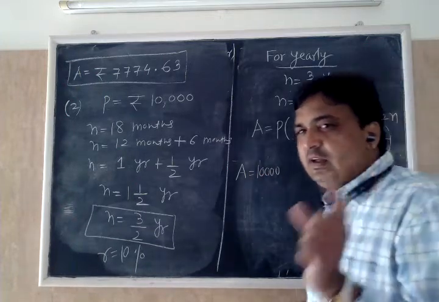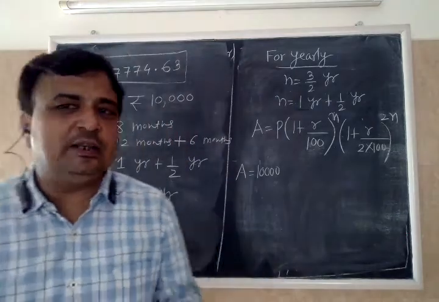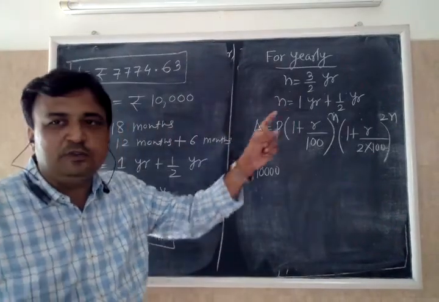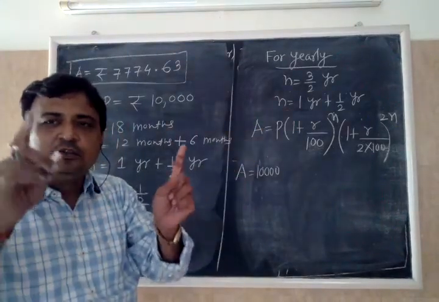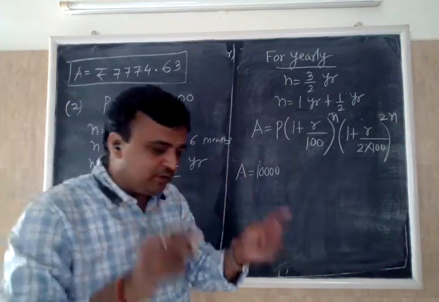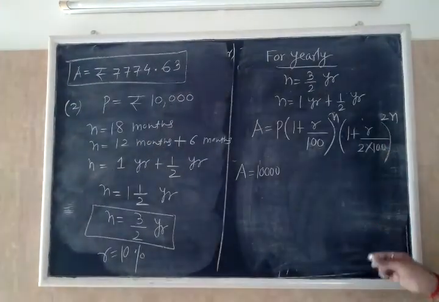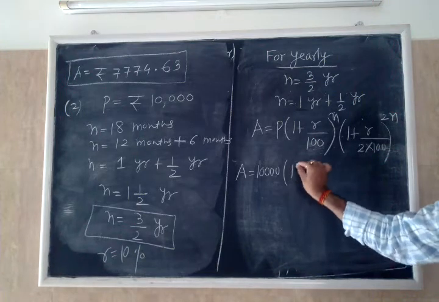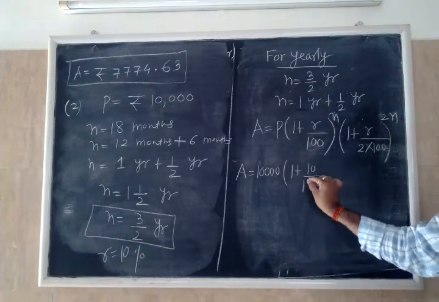My dear, you will be confused. So you should identify the type. N is 3 by 2. 3 by 2 means 1 year plus half year. So it is yearly but mixed, type 3. So 10,000 into 1 plus R is 10 upon 100 raised to N.